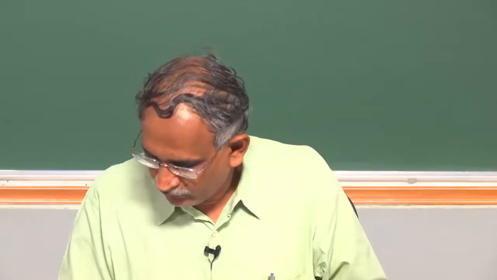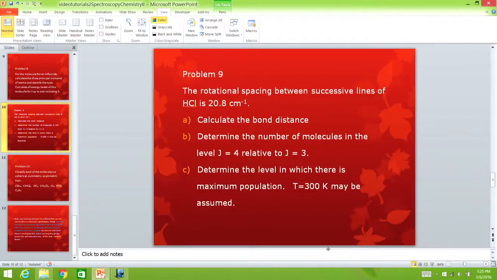Okay. Next. The next problem talks about the rotational spacing between successive lines of HCl as 20.8 centimeter inverse, and it is asking you to calculate the bond distance. It is also asking you to determine the number of molecules in the level J is equal to 4 relative to J is equal to 3, and then one more thing, namely determine the level in which there is maximum population. T is equal to 300 K may be assumed.